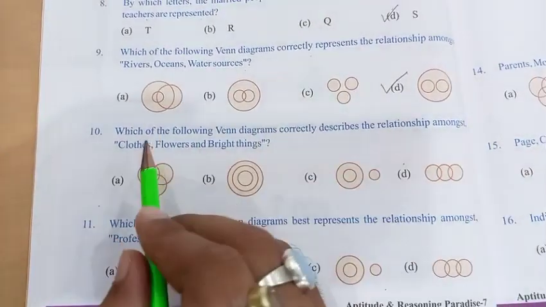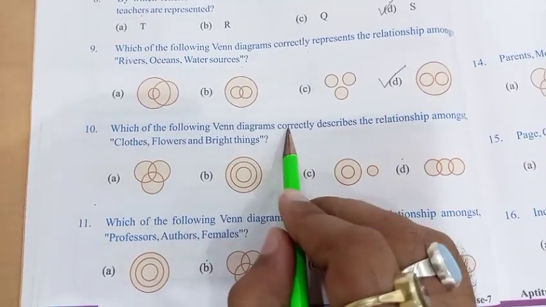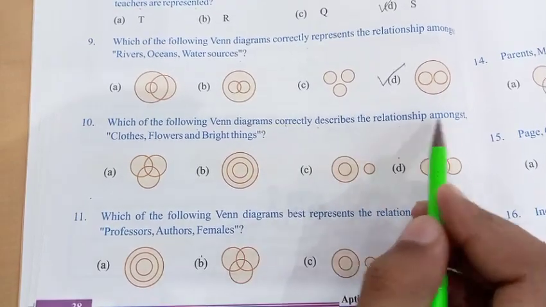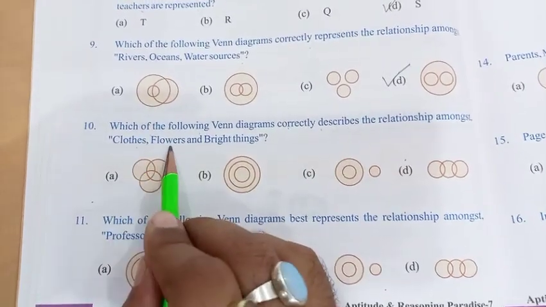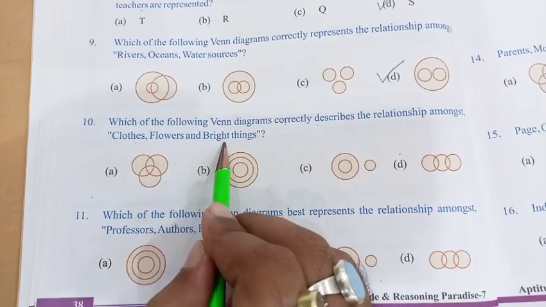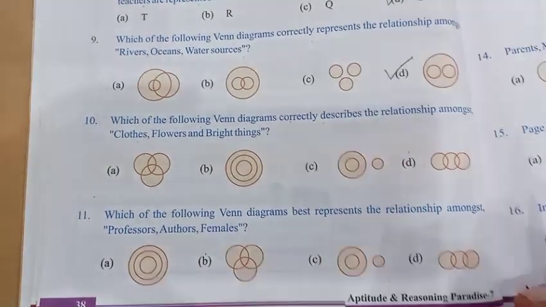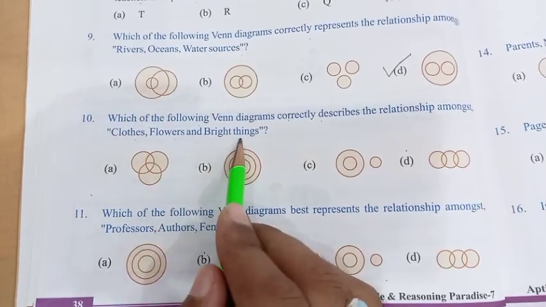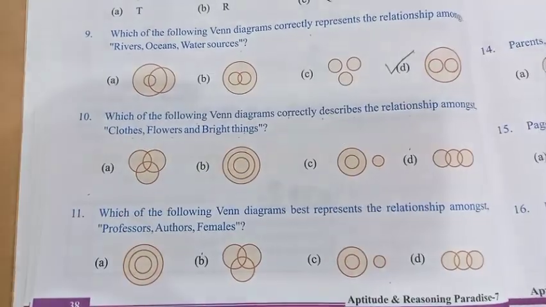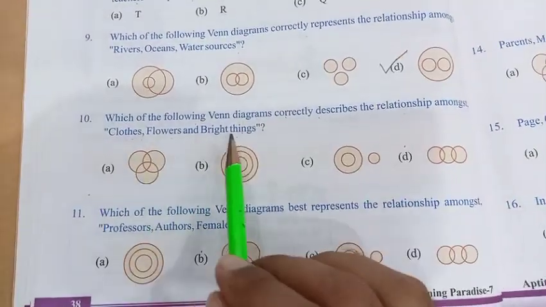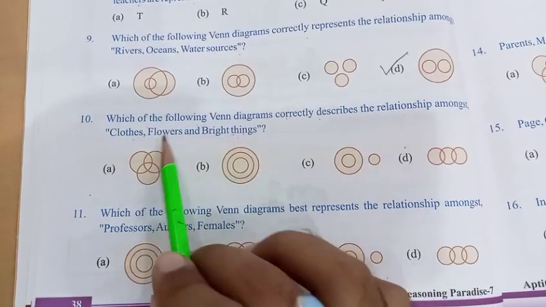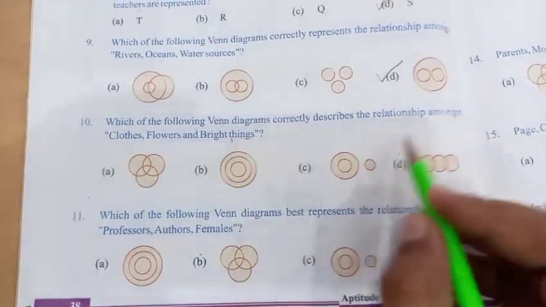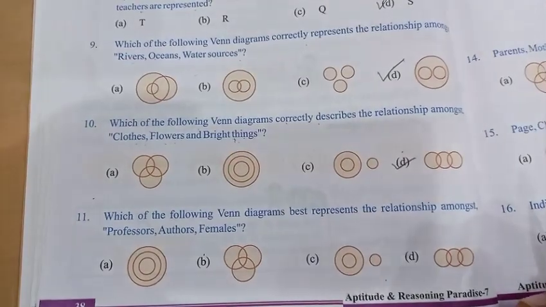Now 10th, which of the following Venn diagrams correctly describes the relationship amongst clothes, flowers and bright things? Clothes, flowers and bright things intersect each other. Why do they intersect? Because clothes can be bright, flowers can be bright. That's why this is the correct answer.